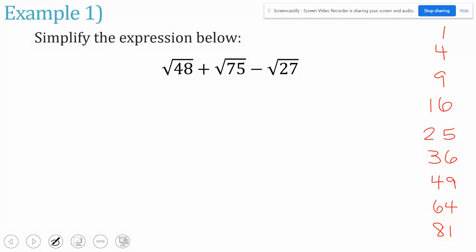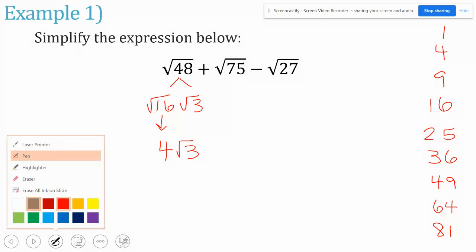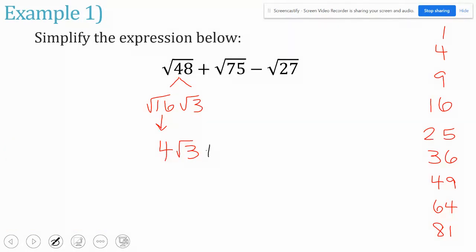So let's start with 48. The largest perfect square that can be evenly divided into 48 is 16. And remember, you can go through this list and divide, see which one is the largest one that can go into it. So 16 times 3 is 48. So this is going to separate into radical 16, radical 3. The square root of 16 is 4. So I'm going to bring down that radical 3. We get 4 radical 3. I'm going to bring down this plus sign.